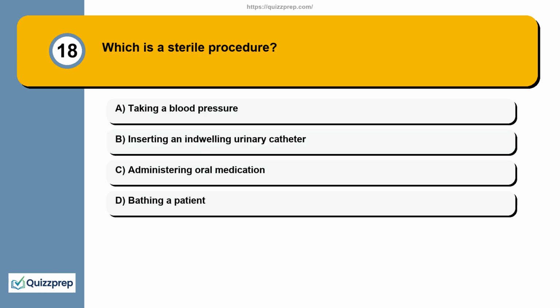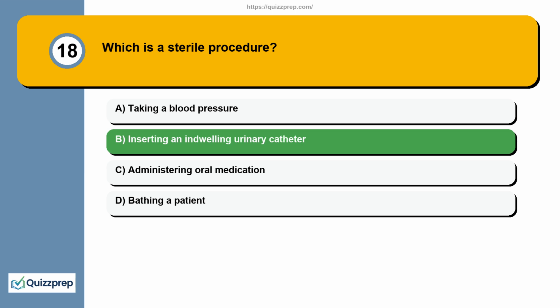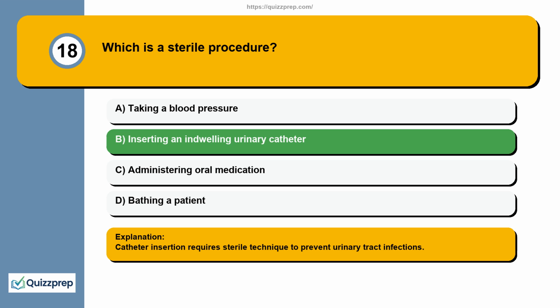Question 18. Which is a sterile procedure? Here are your options. Option A, taking a blood pressure. Option B, inserting an indwelling urinary catheter. Option C, administering oral medication. Option D, bathing a patient. The correct answer is option B, inserting an indwelling urinary catheter. Explanation: catheter insertion requires sterile technique to prevent urinary tract infections.